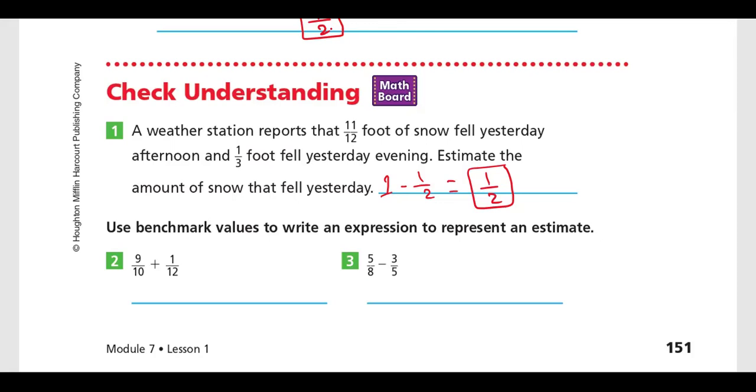Use benchmark values to write an expression to represent an estimate. So this one, 9 over 10, is close to 1. 1 over 12 is close to 0. If you add them, it's close to 1. 5 over 8 is close to half, because 5 is close to 4. And 3 over 5 is also close to half. So half minus half is 0. And this is an estimate.